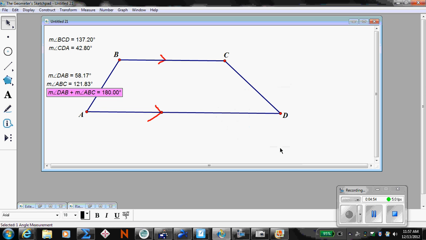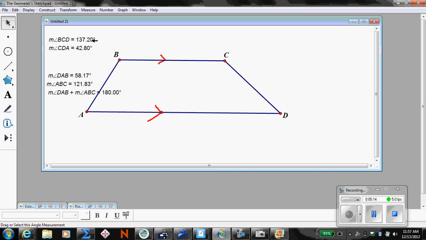So those two angles are supplementary. So angle A and angle B. Now, they're not both base angles. One of them is down here. They are both base angles, but not to the same bases.